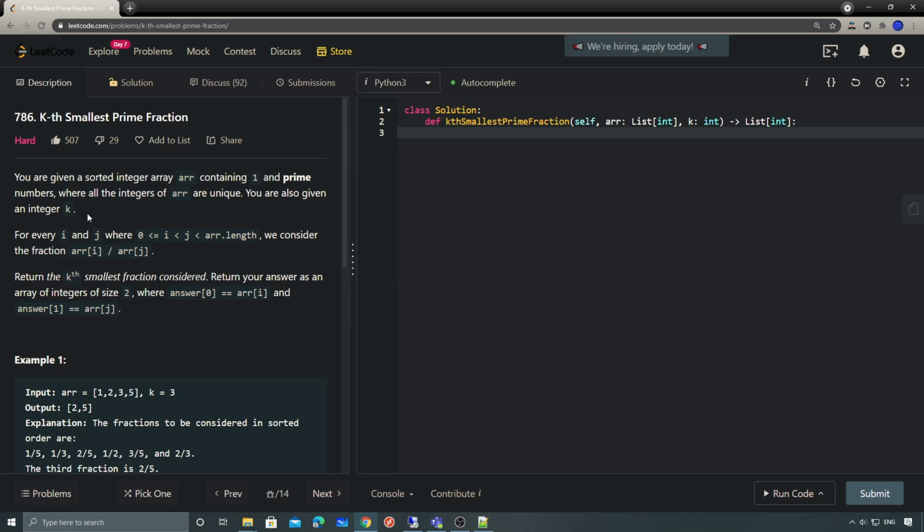And you're also given an integer k. So for the fraction, it's basically the result of one number divided by another number. In this problem, we have a rule: the fraction is defined as array[i] divided by array[j], where i is smaller than j.